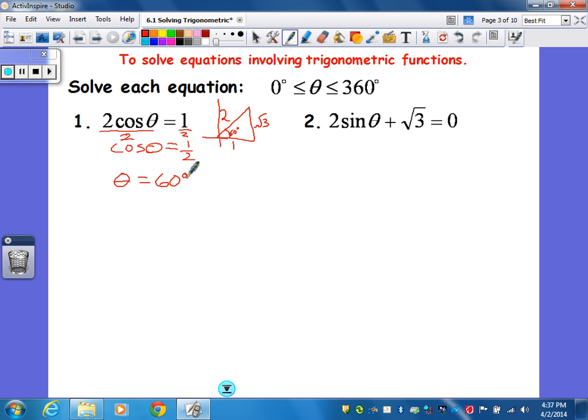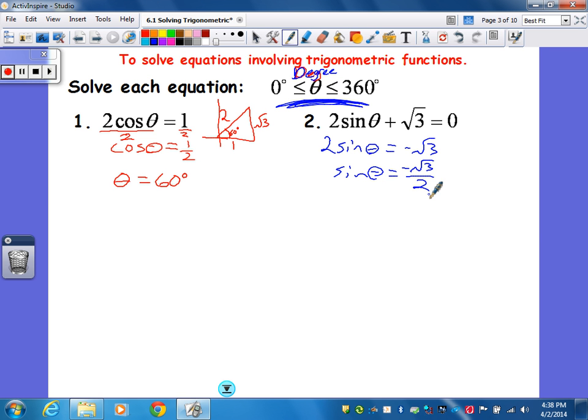A lot of you are thinking, what about radians? Do I need that? Well, the question asks for degrees. I'm going to write that in a different color so we know. Your answers should be in degrees. If I say degrees, I want degrees, okay? Now let's go to the next one. We have 2 sine theta equals negative square root of 3, so sine theta equals negative square root of 3 over 2.